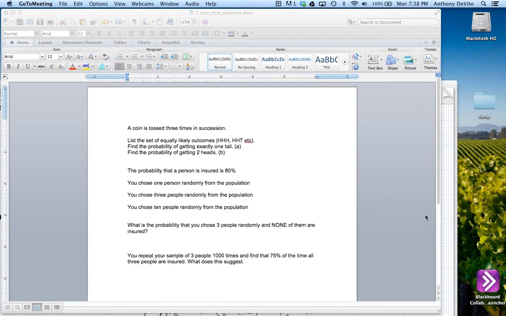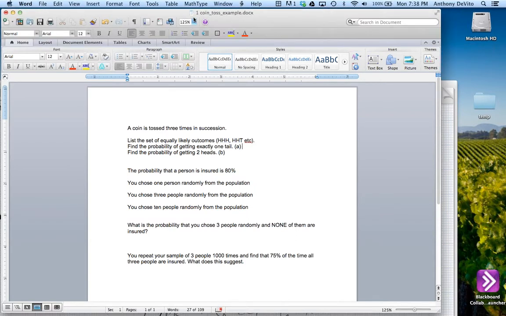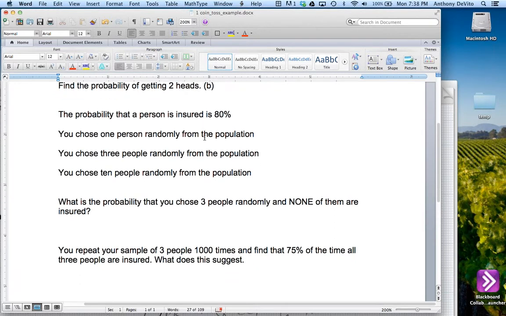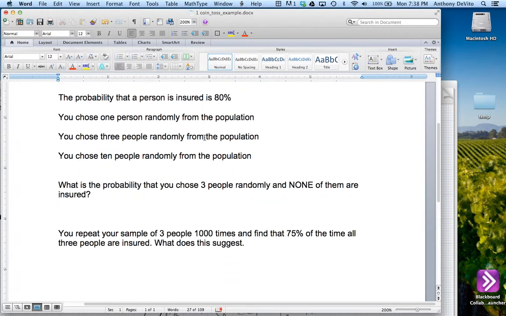Okay, so now let me look at another possibility also. Let's take a look at a population where 80% of the people in that population are employed. Let's say insured. Employed could be either one of those things. If you look at the document I opened up, which is also on Blackboard, I chose insured. It could be employed or whatever.